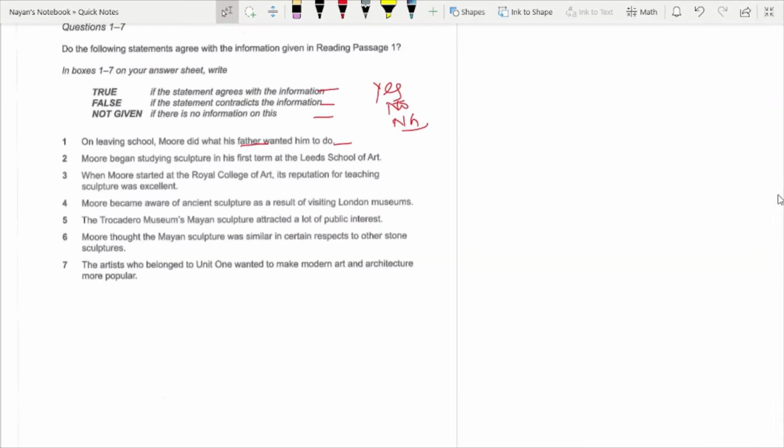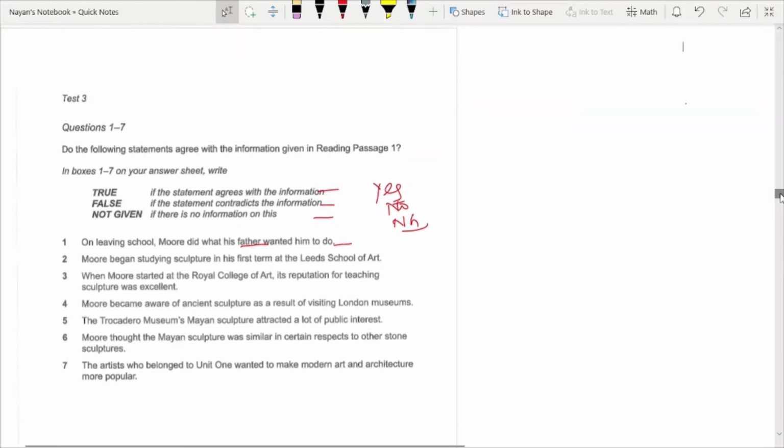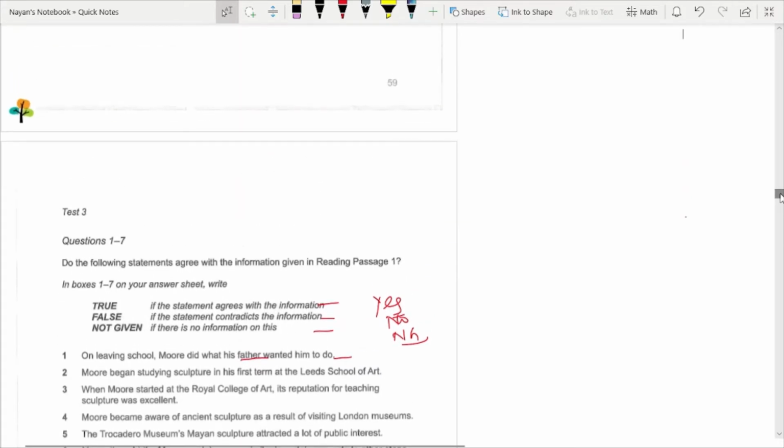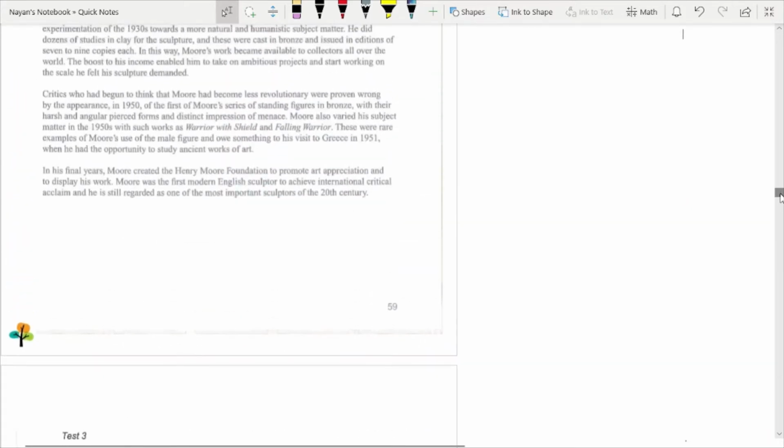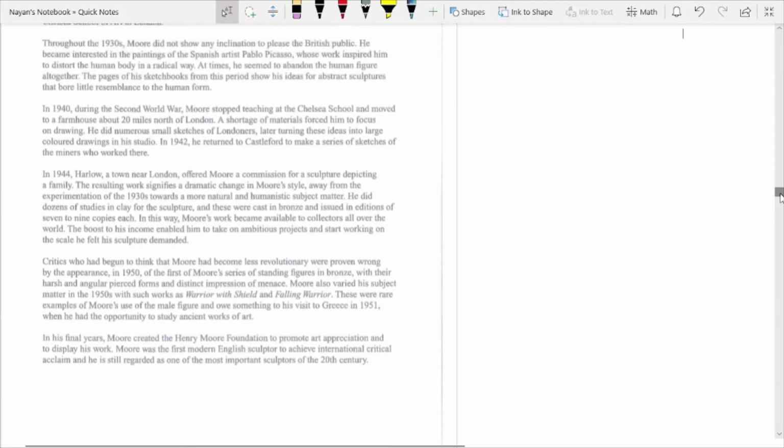When Moray started at Royal College of Art, its reputation for teaching sculpture was excellent. So when he started at Royal College of Art, its reputation for teaching sculpture is excellent. Let's see what they are talking about the school. They are saying that the school reputation was very good. Let's see what is mentioned in the paragraph.